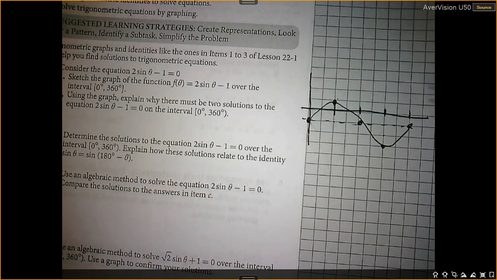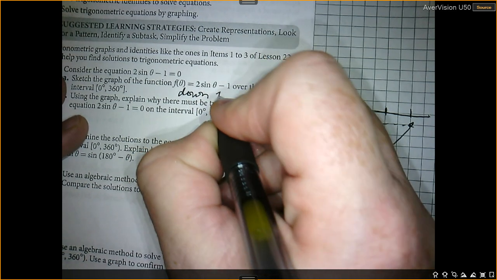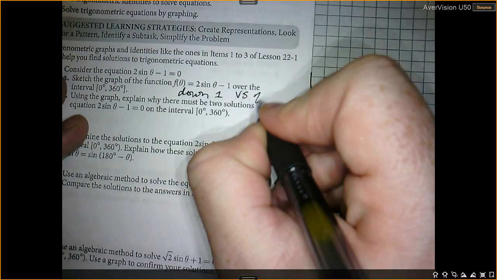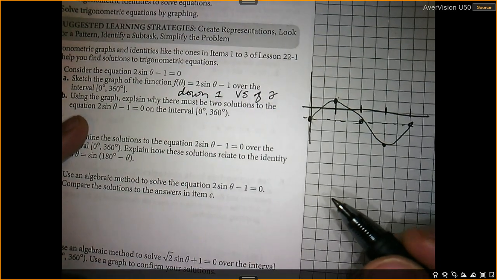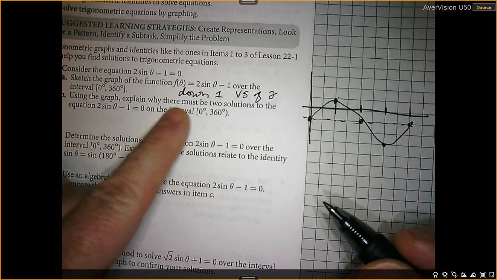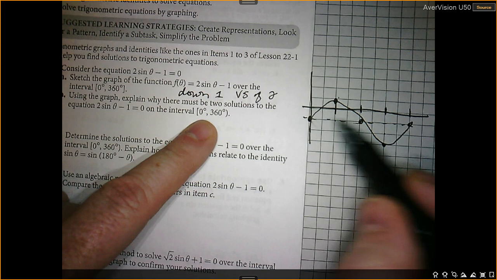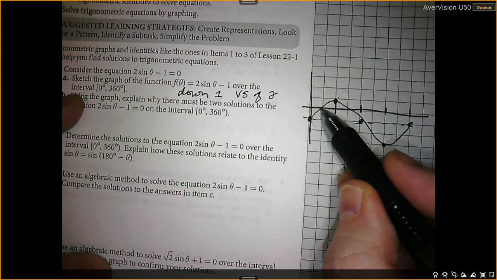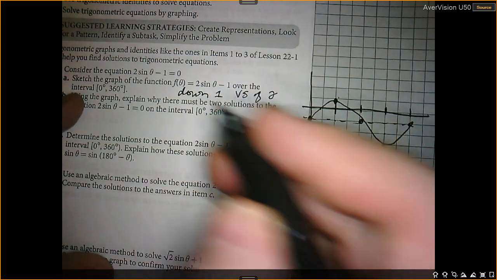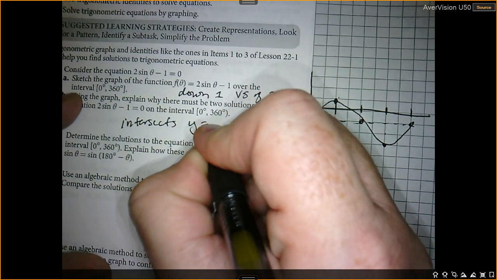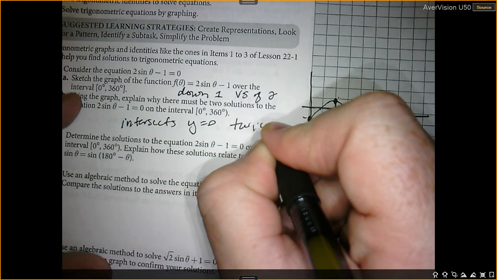Okay, just a quick review of how to graph: down 1, vertical stretch by 2. And then it says, how do you know? Use a graph to explain why there must be 2 solutions to the equation on the interval between 0 and 360, which is between 0 and 2 pi. Well, it intersects y equals 0 twice. You can see it, 1, 2.